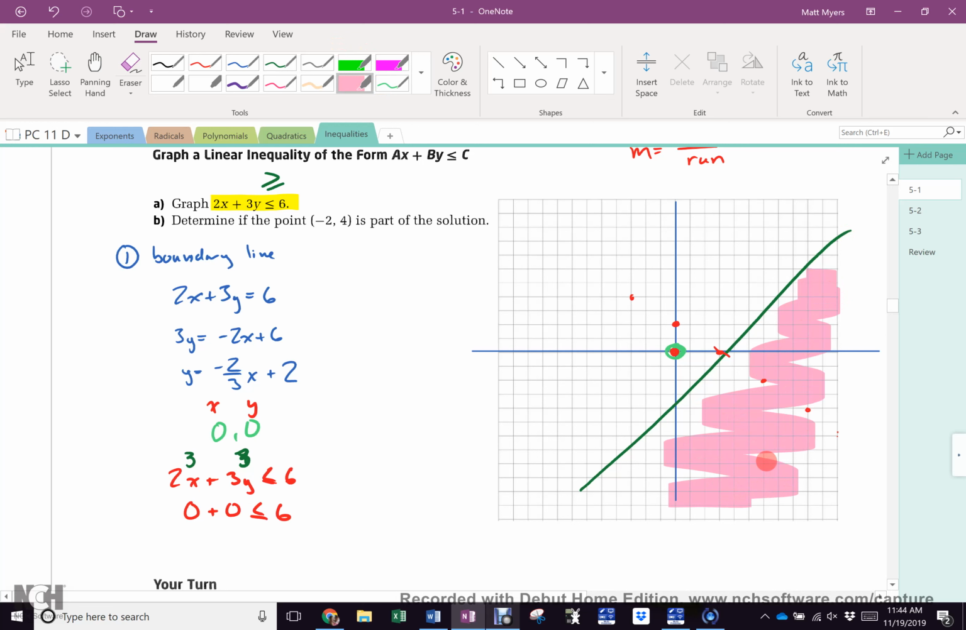So remember, I will remind you because we did this 24 hours ago. 1, set your boundary line. 2, a check for shading. 3, shade appropriately. And that's all for A. Once you have done all that, you will be able to see visually if B works. Okay? Go.